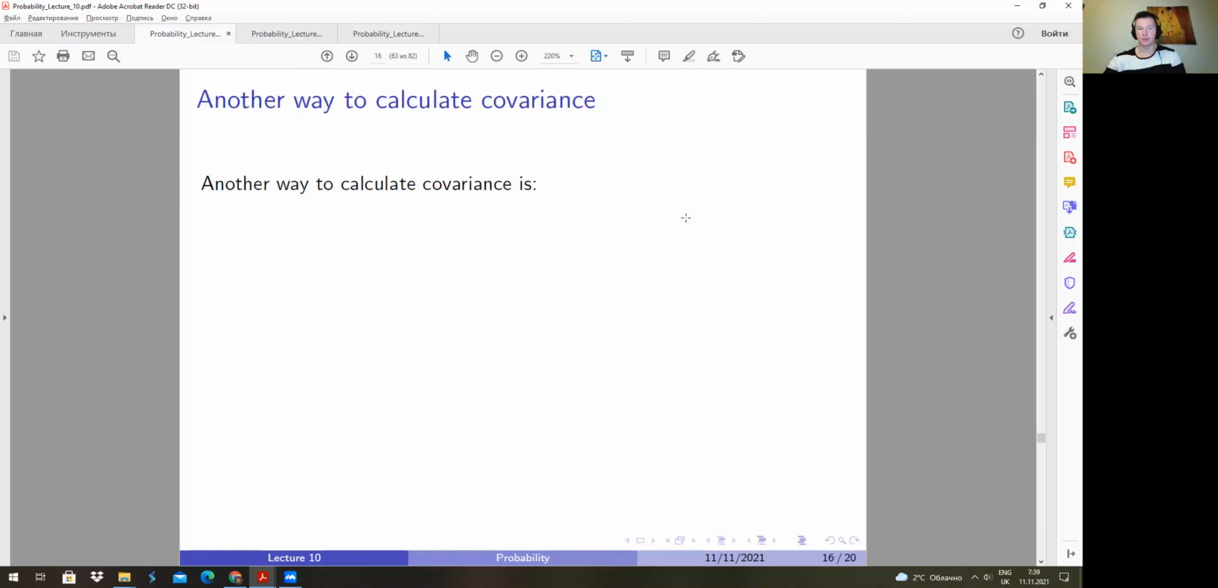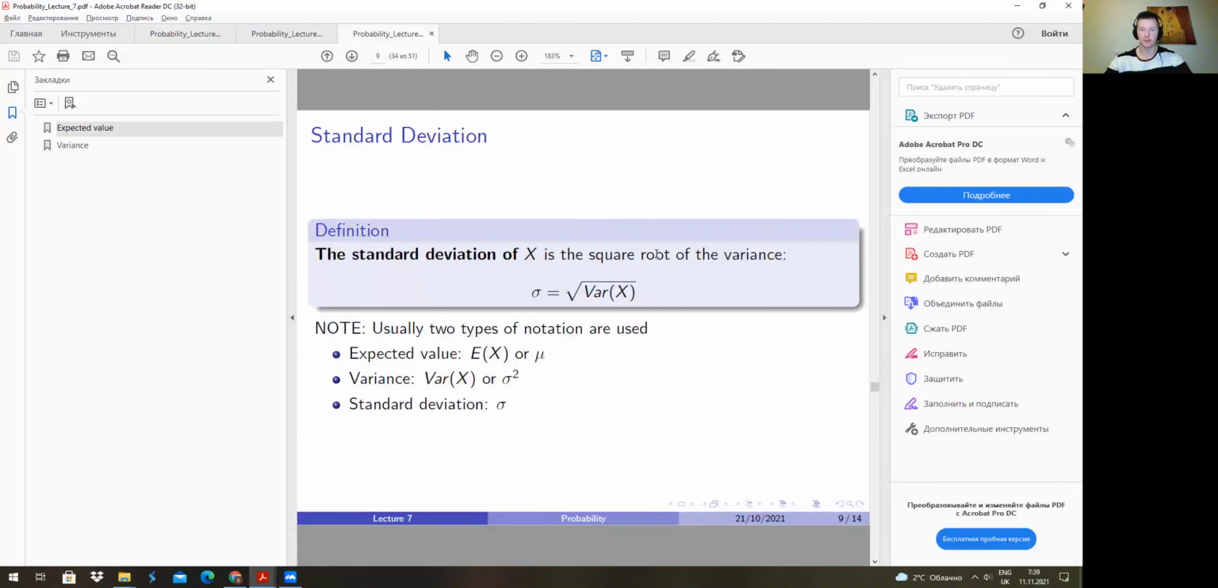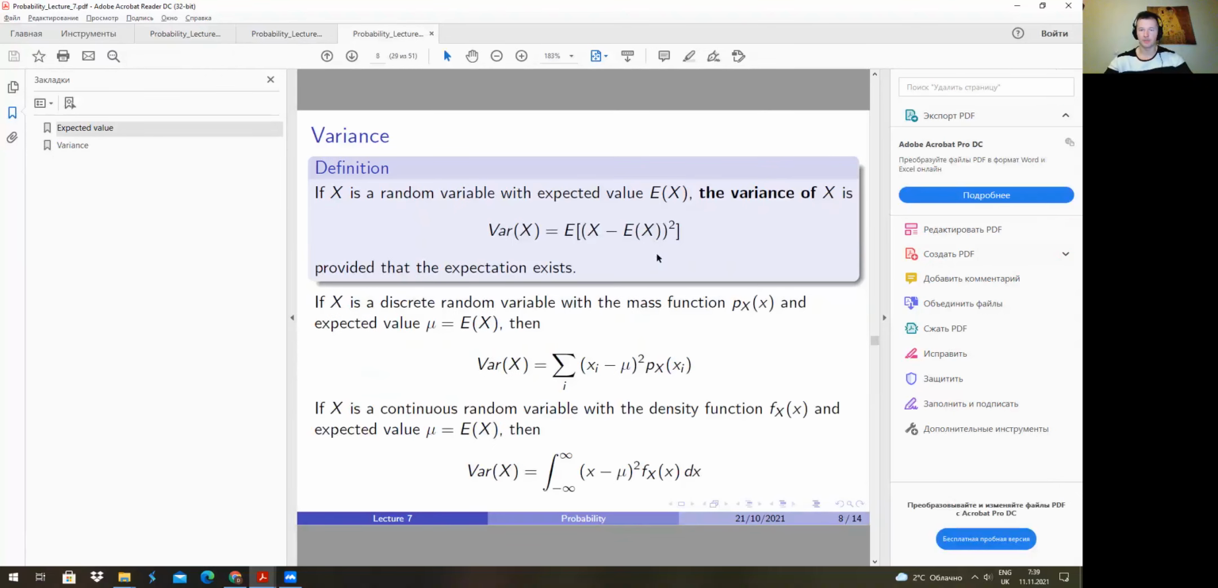So another way to calculate covariance is the following. We can calculate covariance as the following difference. It's an expectation of x1, x2 minus the product of the expectations. So this is an expectation of x1 multiplied by the expectation of x2. And you may find this similar to the following.